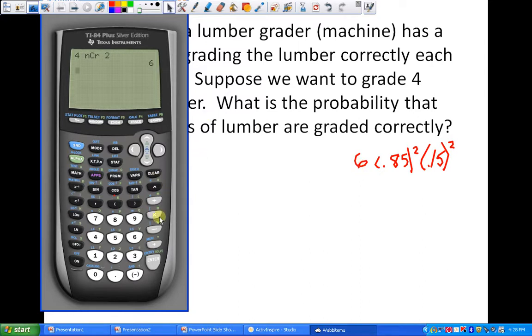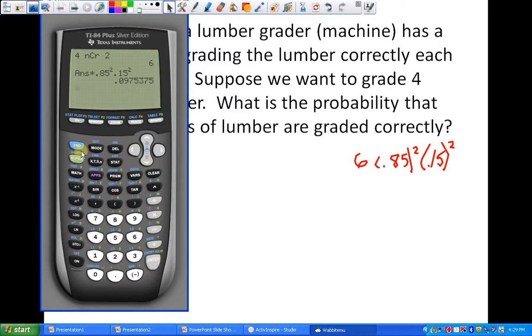So let's go ahead and do this. We don't have to write out the sequences every time. I wanted to get some concept about where this number comes from, but you don't have to write out those sequences every time. Okay, so I'll multiply that by 6 times 0.85 to the second times 0.15 to the second, and then we'll get our probability. That's the probability of getting exactly 2 of the 4 successes.